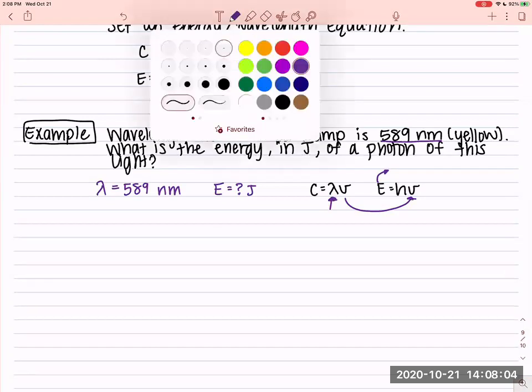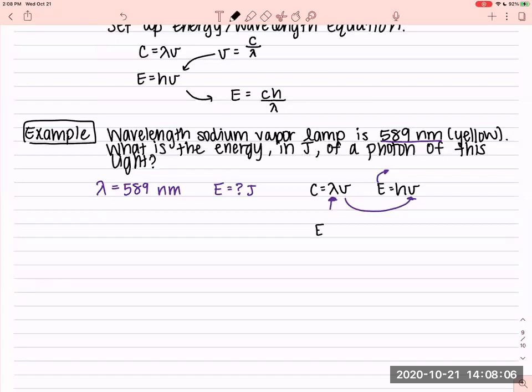Or I can do it all in one step. I can use E equals CH over lambda and solve for E. The latter is probably faster, but if you're not, this equation here is not given to you, so you have to kind of memorize it or rearrange it for yourself, and these equations are given to you. So I can show you both ways, but we do have to take care of one thing.